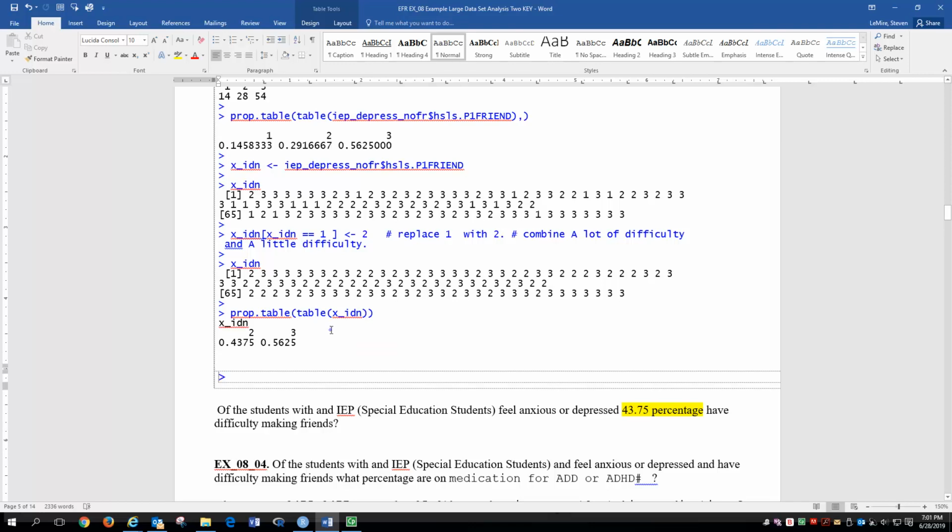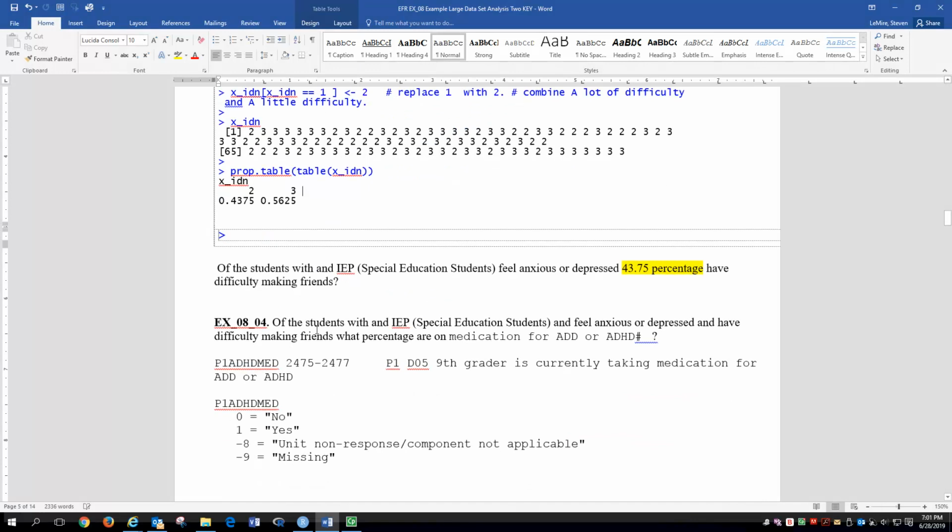So here's my percentages out, and I can say that of the students with IEP and feel anxious or depressed, 43% have difficulty making friends. The difficulty making friends was the 1 and 2 condition, which I just combined up here. So there's my number, 43.75% is the answer to that.